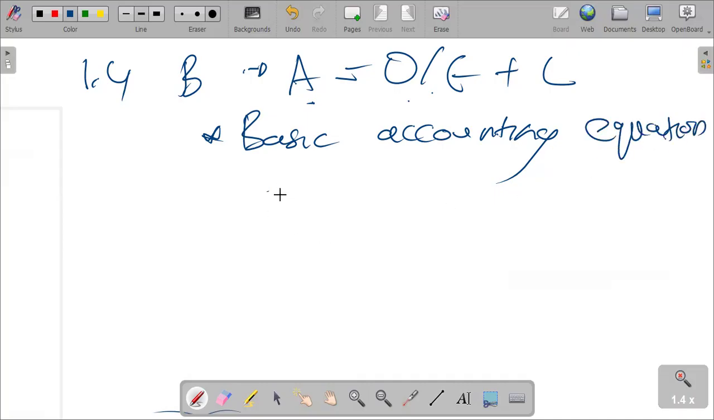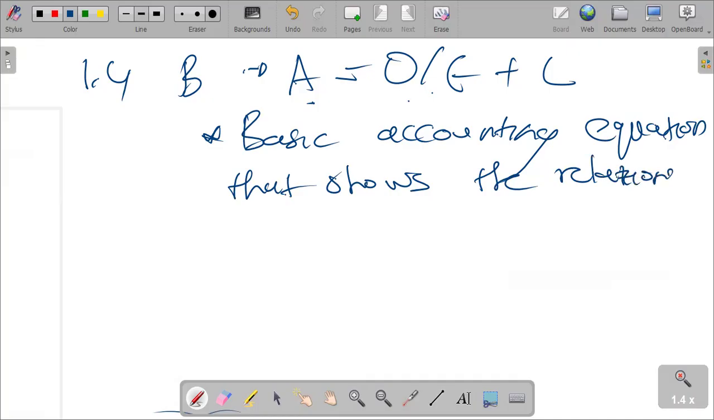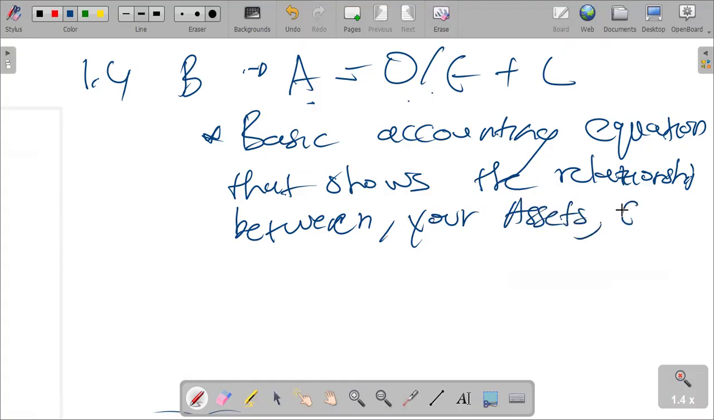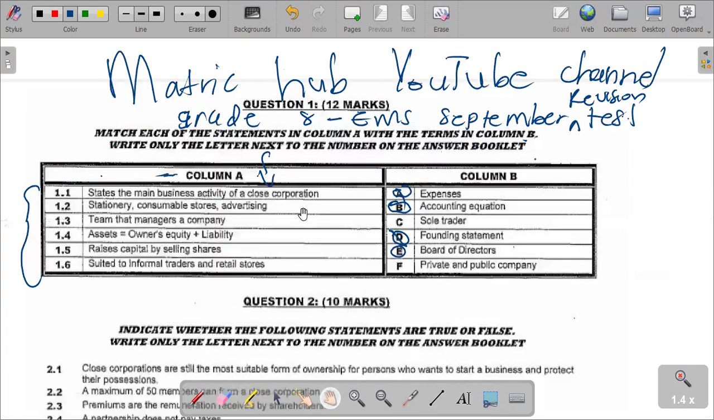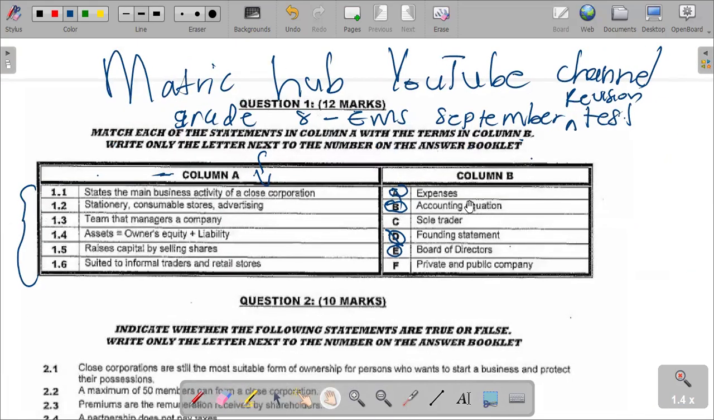It's a basic accounting equation that shows the relationship between your assets, your equity, meaning the things that you own within a business, and your liabilities, your debts. So let's go back to 1.4 and check. It says assets, owner's equity plus liability. So that is basically your accounting equation.